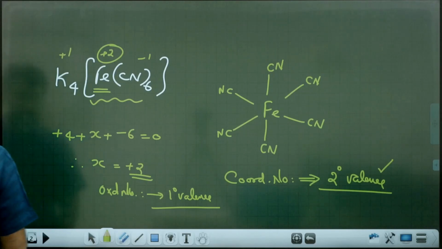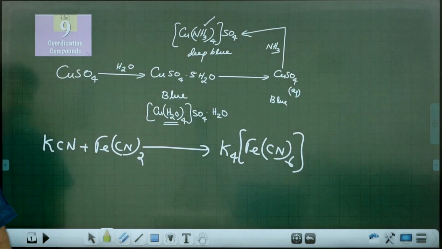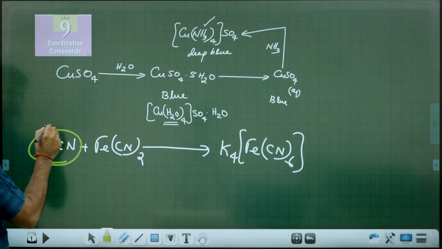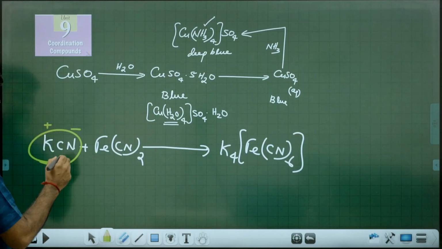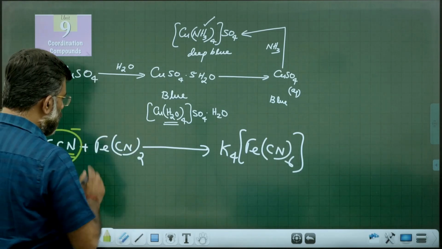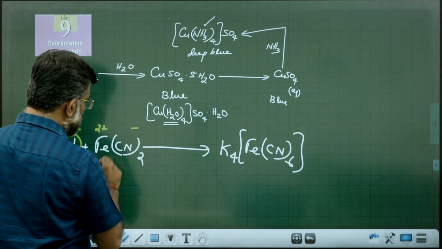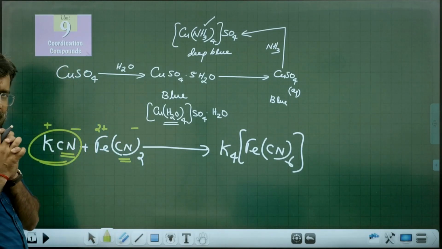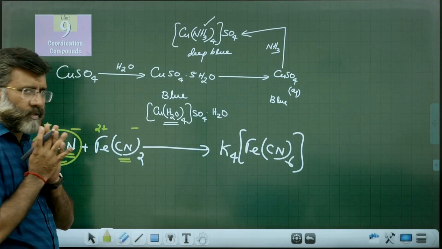Suppose we are talking about the simple salt, this. All of you know there is K plus and CN minus. It will give you the test for cyanide. If you take this compound, there is Fe2 plus and CN minus. So this will give you the test for cyanide.